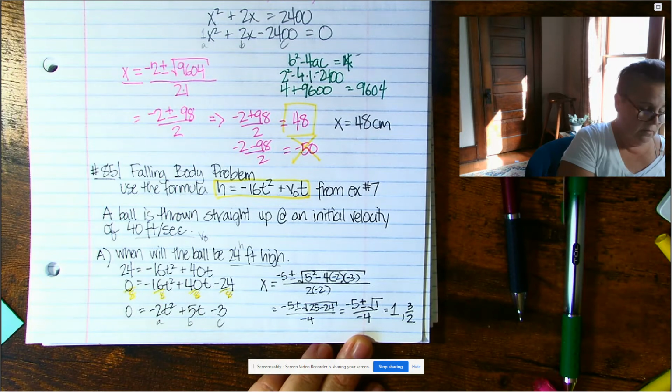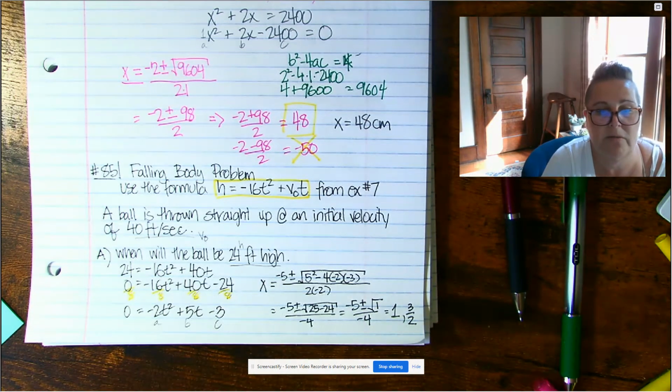Right? Beautiful. So, when will the ball be 24 feet high? If that's right, then when I put 1 back in, I get negative 16 plus 40, and that is indeed 24. And if I put in 3 halves, I get negative 16 times 9 over 4.